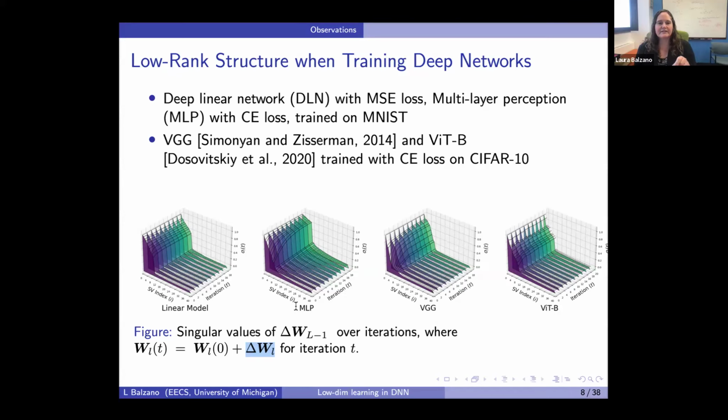This in particular is for the second to last layer, W_{L-1}. But it's across many different kinds of architecture. So this is the deep linear model, a multi-layer perceptron, both of those trained on MNIST with MSE and CE loss respectively. And then VGG and Vision Transformer, both with cross entropy loss on CIFAR10. So linear, nonlinear, different types of nonlinear networks, we see this phenomenon.